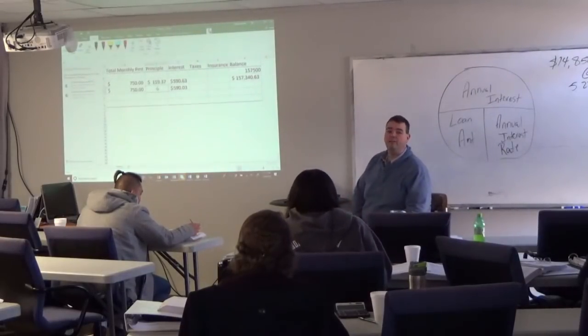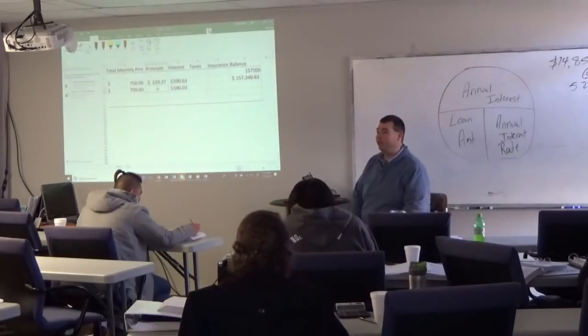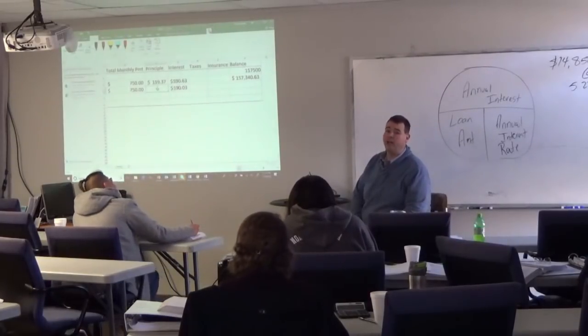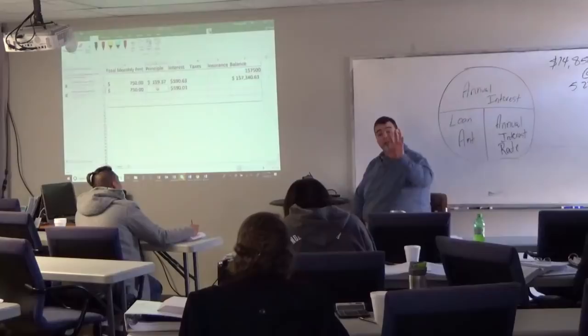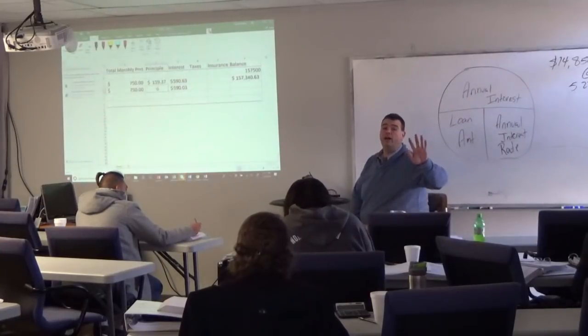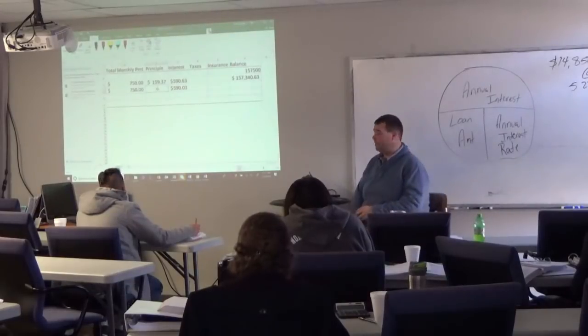The interest did what? It went down, right? Isn't that what's supposed to happen? And the reason the interest went down is because we owed what? Less money. We're paying interest on a lower balance, so there should be less interest to pay.